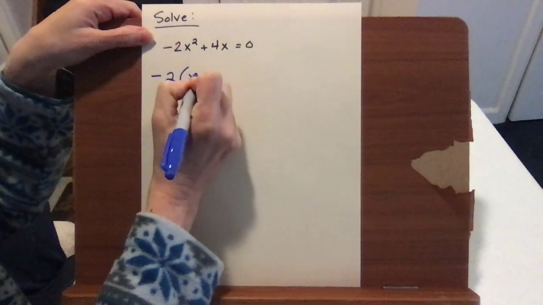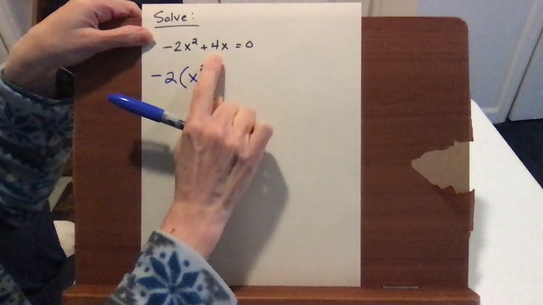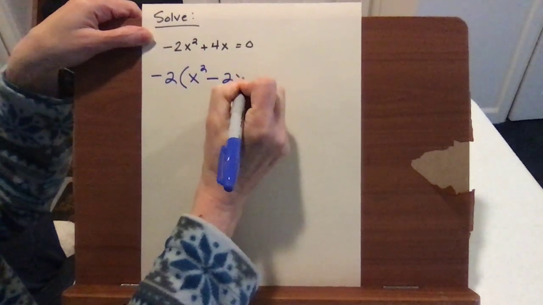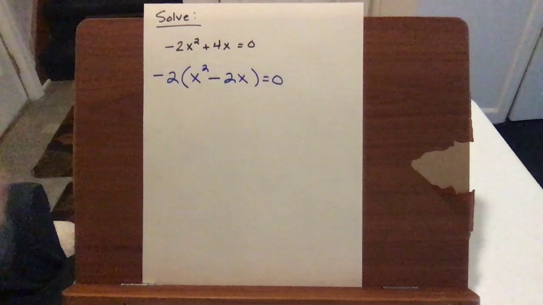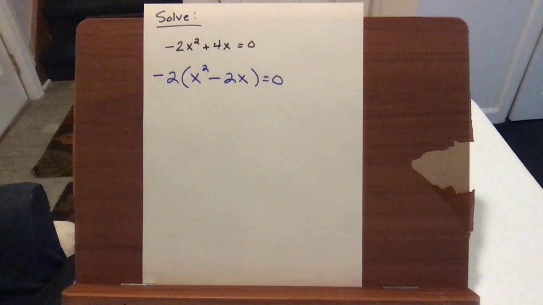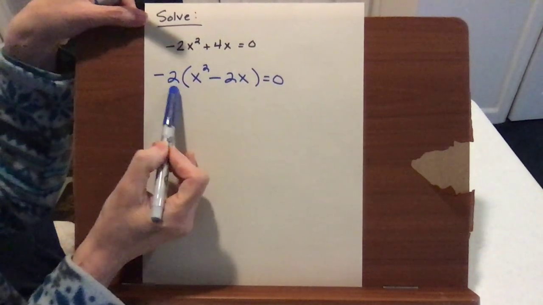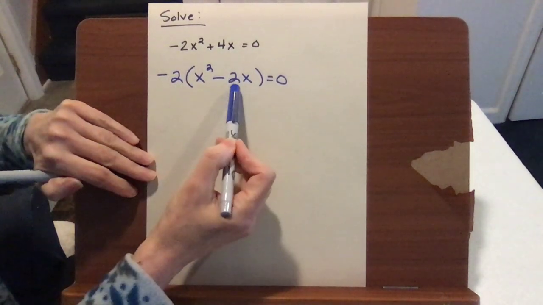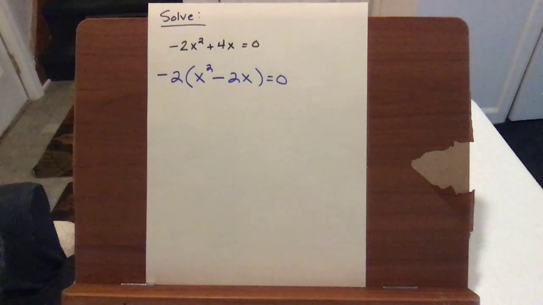So that'll leave us with positive x squared, and a negative 2 divided into positive 4 will give us a negative 2 again, and x equals 0. And if you want to do a quick check for yourself, easy enough to do, negative 2 times x squared, negative 2x squared, negative 2 times negative 2x, positive 4x. So you know you're good.